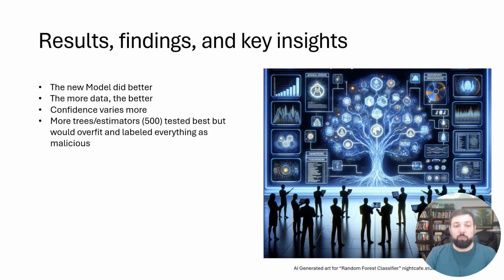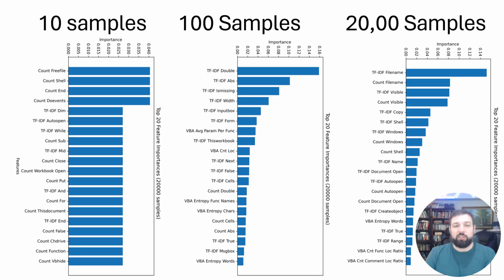Overall, the newer model did much better, as one does with 80 times the data. It was faster and it was more confident, but the confidence varied more. I did test, like I said, up to 500 trees, but it would start calling everything malicious. Here we can see that the larger the sample size, the better the data we got. Here we got 10, 100, and 20,000 samples for both benign and malicious each. But I decided to oversample on the malicious documents so I could better detect those.